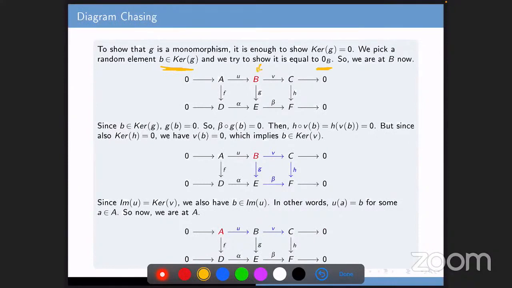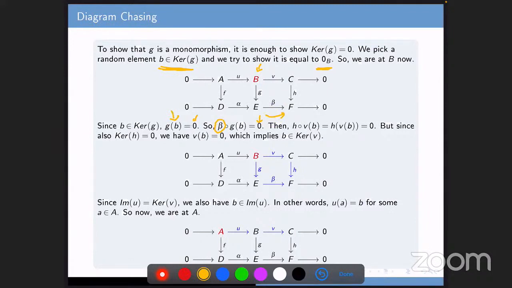So we are at B now because we are picking this element from kernel G, and the kernel G is a subset of B. All right, so since we are picking this element from the kernel of G, G of b has to be getting mapped to the 0 element. So if we apply this, beta, to this element, then we should be landing on 0, because G maps b to 0, and any homomorphism maps the 0 element to 0 element. So beta composed with G of b is equal to 0.